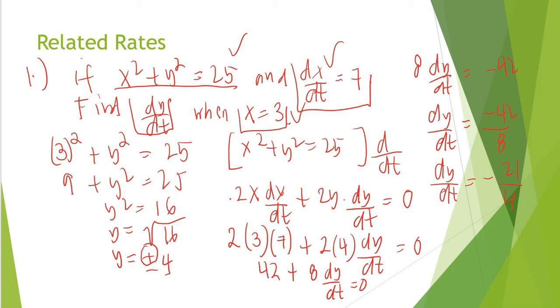Now we will use y is equals to negative 4. We will just change the sign of positive 4 to negative 4 in this portion. This will becomes negative 8. Negative divided by negative will become positive. So the answer when y is negative 4 is positive 21 over 4.